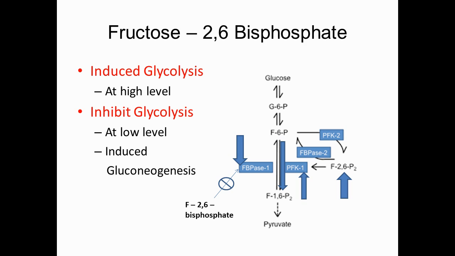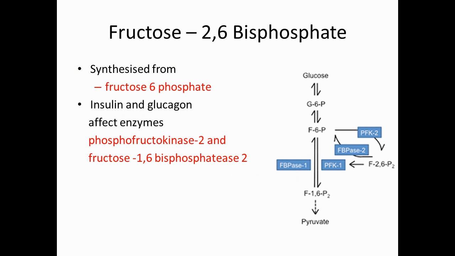If it gets low, it will inhibit the glycolysis process and start the gluconeogenesis process, as it cannot stop the fructose bisphosphatase 1 enzyme. So fructose 2,6-bisphosphate is synthesized from fructose 6-phosphate itself, and it will need the phosphofructokinase 2 enzyme. It will convert back into fructose 6-phosphate with the help of the fructose bisphosphatase 2 enzyme, and we'll see how insulin and glucagon will affect them.